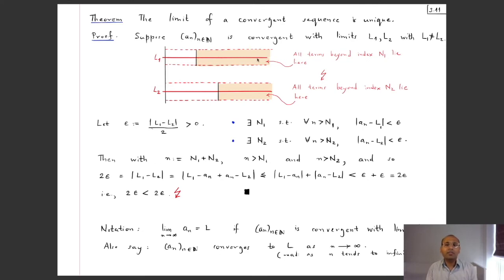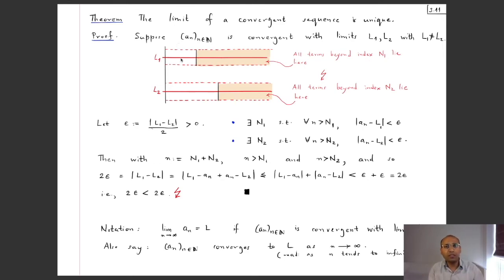Then if the sequence is convergent with both of these limits, that means there is some index beyond which all the terms lie in this shaded strip, and there is a certain index such that all the terms lie in this other shaded strip, but they cannot lie in both shaded strips at the same time. They are all supposed to lie in each of these shaded strips, but the strips don't overlap, and so that's the contradiction. So this is the intuitive argument, but let's now make it more precise.